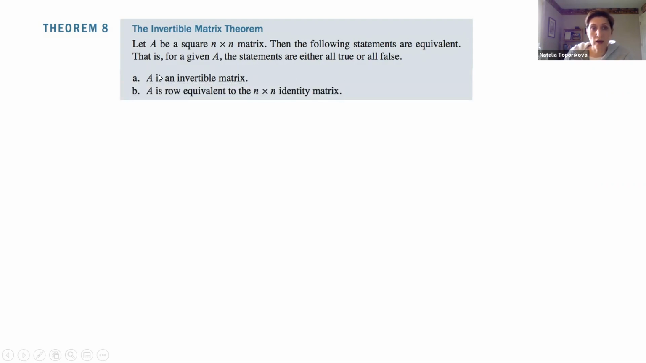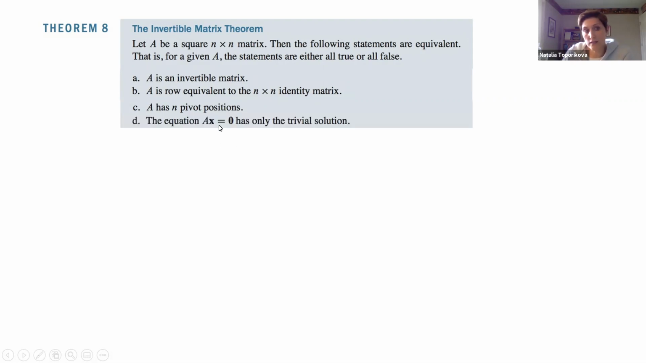And by the way, every single statement in the invertible matrix theorem is two-dimensional. All of them can be either true or false. So for example, if we have a matrix A row equivalent to the n by n identity matrix, it's guaranteed for matrix A to be invertible. Also, if matrix A has n pivot positions, again, we can say that it's invertible, and both A and B are true.